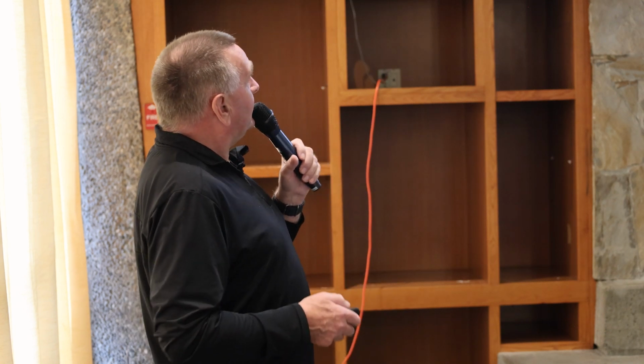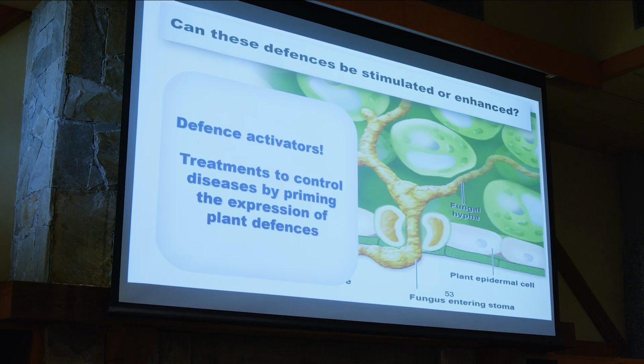So the whole idea is, can we kickstart these defenses before infection? And yeah, we can. Actually, you're in Canada here now. Does anyone use Civitas? Yeah, we don't have it at home. But you apply Civitas, and that leads to an induced systemic resistance. So the plant is primed for defense. We don't have it, so we can't use it.